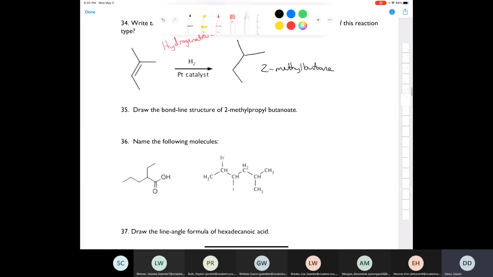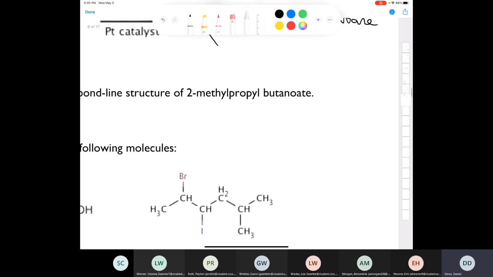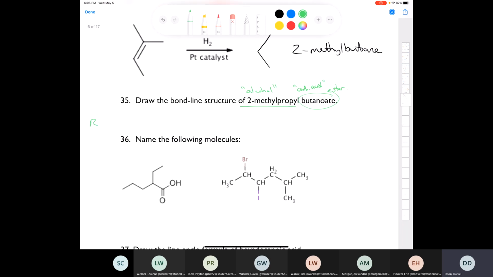Draw the bond line structure of 2-methylpropyl butanoate. Oh boy. When I see butanoate, what does that mean? It means I'm dealing with an ester. The first part, the 2-methylpropyl, that comes from the alcohol. And the butanoate, that comes from the carboxylic acid. Now, obviously, these are just pieces that I'm referring to, right? Because when you make an ester, you take an alcohol, you combine it with a carboxylic acid, and you end up making an ester, plus you produce water as well.